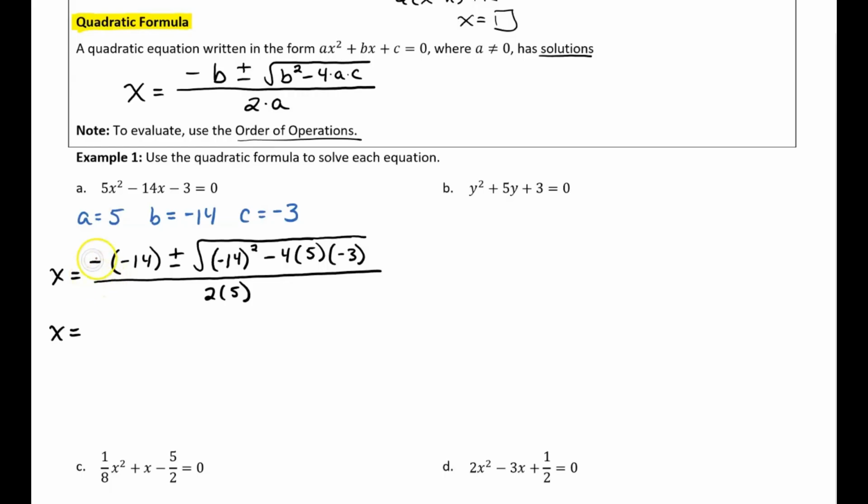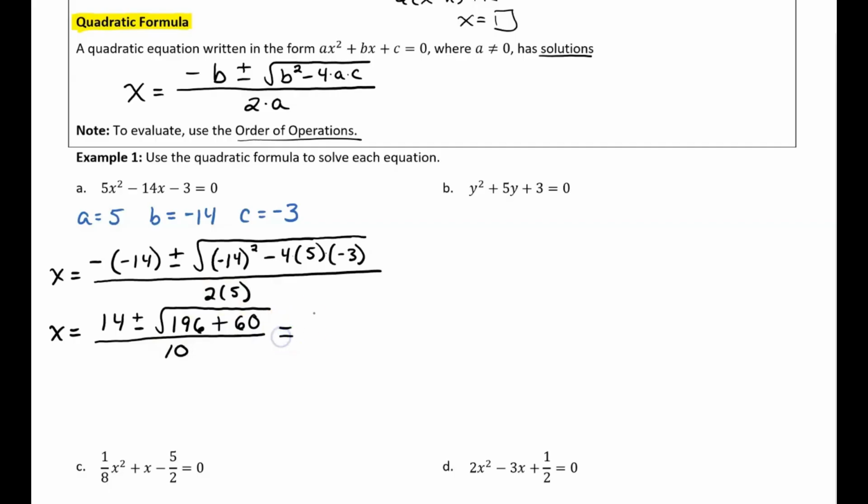So starting up here, I notice the negative and negative all turn into a positive 14. Then I have this plus or minus, and I'm going to do negative 14 squared. Remember, when you square a negative, it's always going to be a positive, and 14 squared then is 196. Then I have minus 4 times 5 times negative 3. The negative from the 3 and the minus is going to turn into a plus. 5 times 4 is 20, times 3 is 60. Divided by 2 times 5 on the bottom is 10.